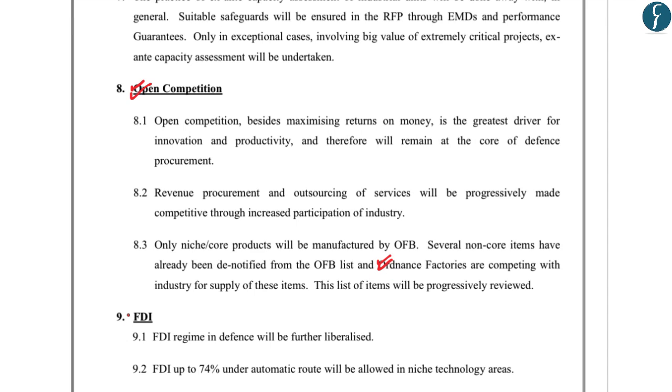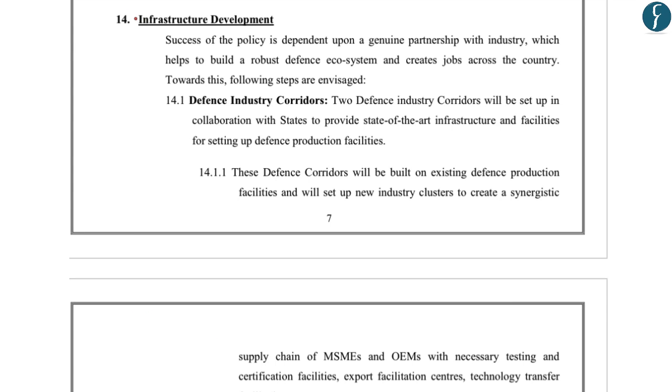The Government of India also intends to liberalize the FDI regime in the defense sector, wherein FDI up to 74% through the automatic route will be allowed in specific technology areas. Moreover, the Government of India would also focus on infrastructure development, such as in the form of defense industry corridors, which would provide infrastructure and facilities that are more specific for the needs of defense production facilities. Now, the defense industry corridors were also announced in the Union Budget of 2018-19, and the first defense industry corridor announced by the Ministry of Defense would be formed in the Chennai-Bangalore corridor.